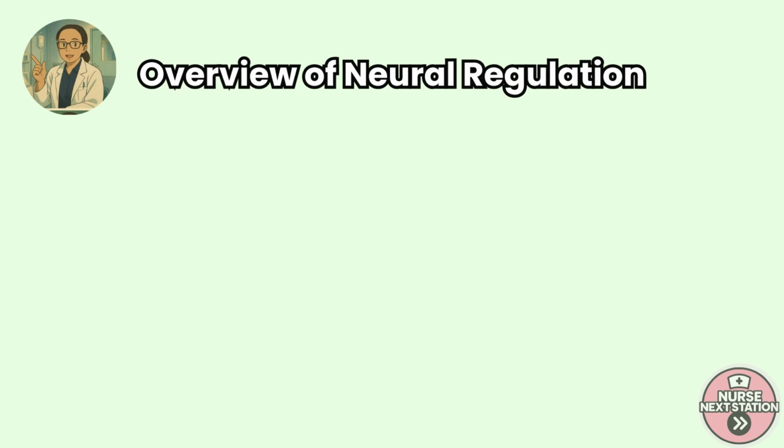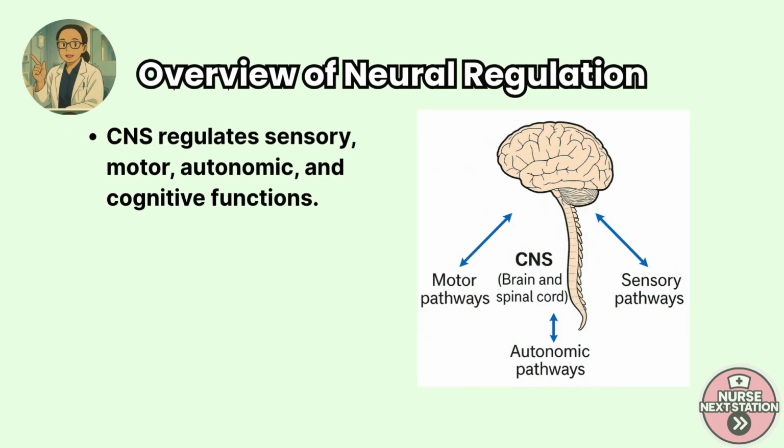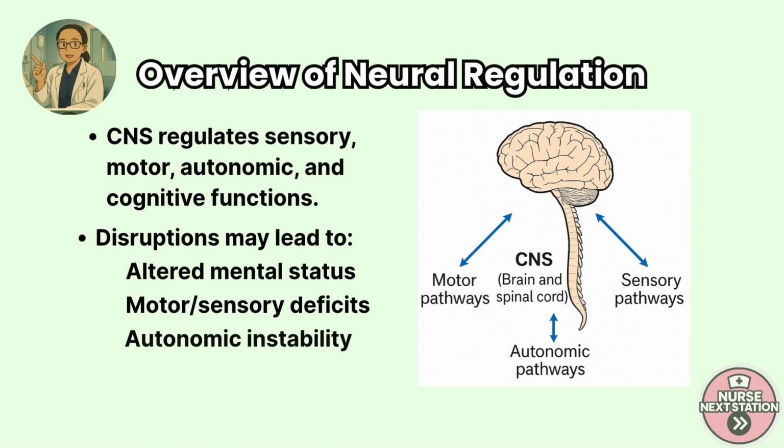The nervous system is responsible for regulating every body function, movement, sensation, memory, and autonomic processes. When this regulation is disrupted, due to trauma, ischemia, infection, or tumors, it can result in various neurological deficits. That's why understanding how the brain and spinal cord respond to injury is vital.